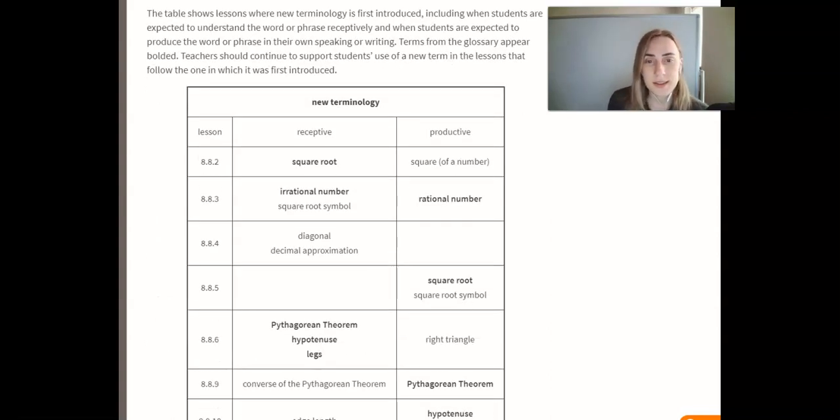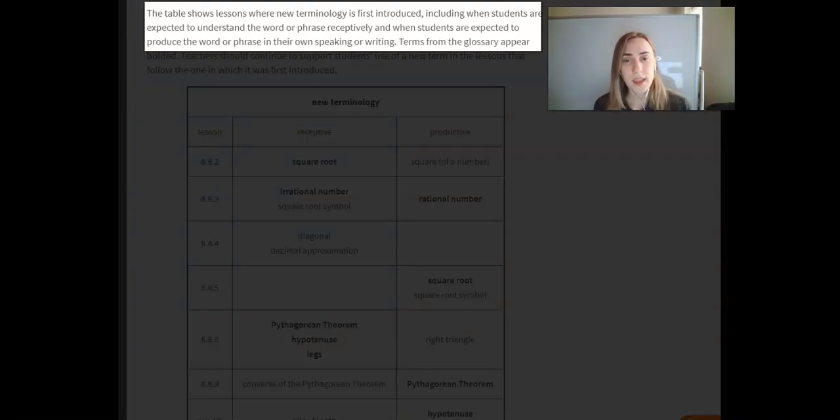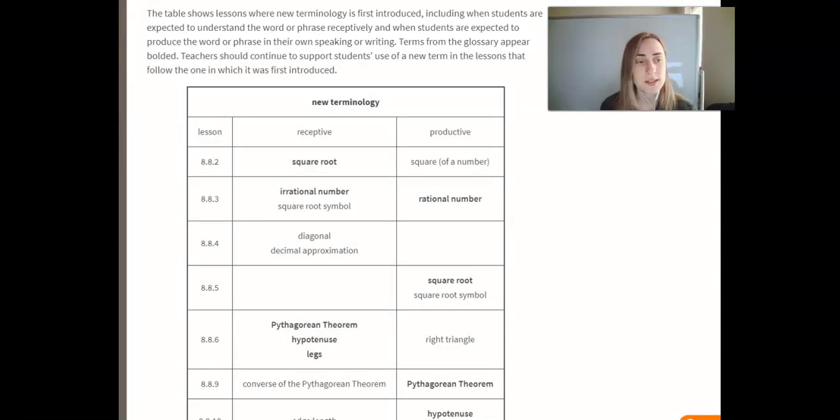And this section is the new terminology section. It says at the top, this table shows lessons where new terminology is first introduced. And then you can see that they have split the table into receptive and productive. So the idea is when the word first comes up under receptive, they should be able to understand the meaning behind that word by the end of the lesson. And then productive is what they should be able to use within the lesson.